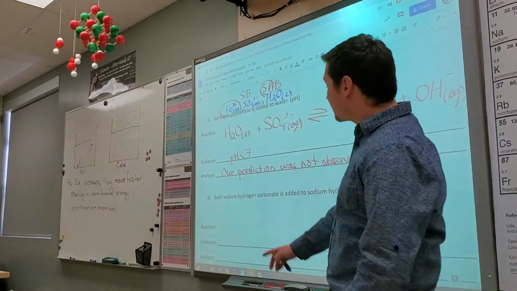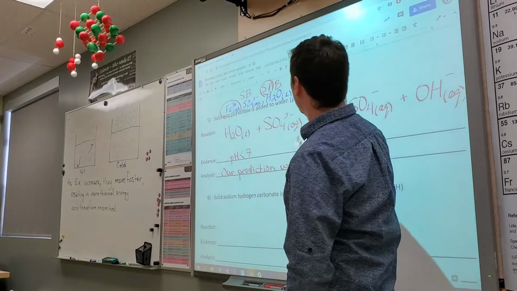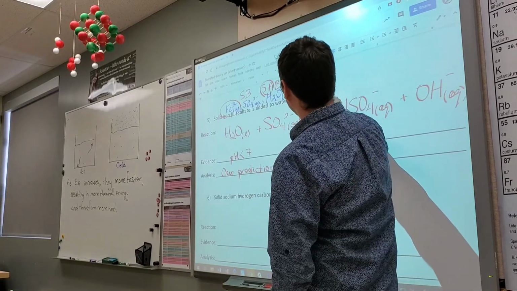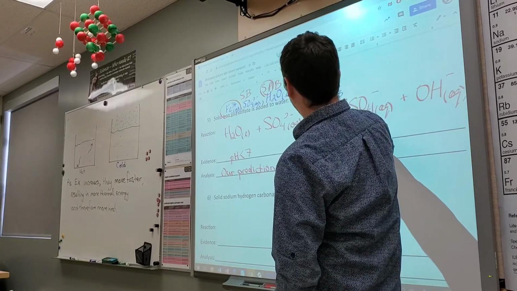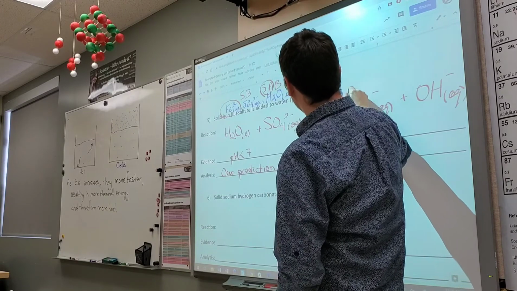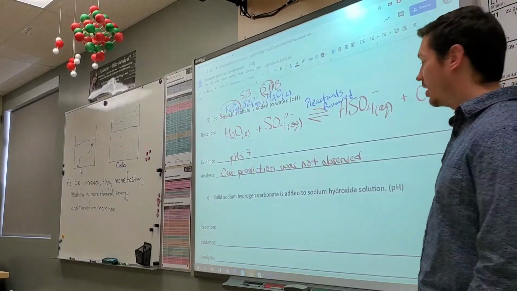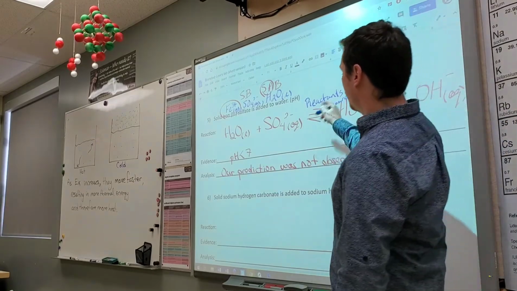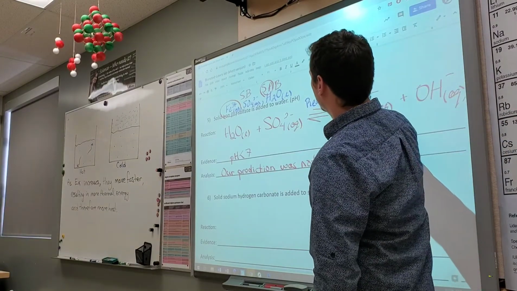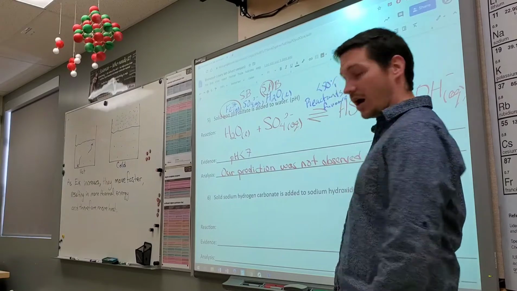Hey, this should be reactants favored, right? Because this is big time uphill. This is like majorly uphill, right? So you could put reactants favored or less than 50%, whatever. But yes, I would like you to do that.